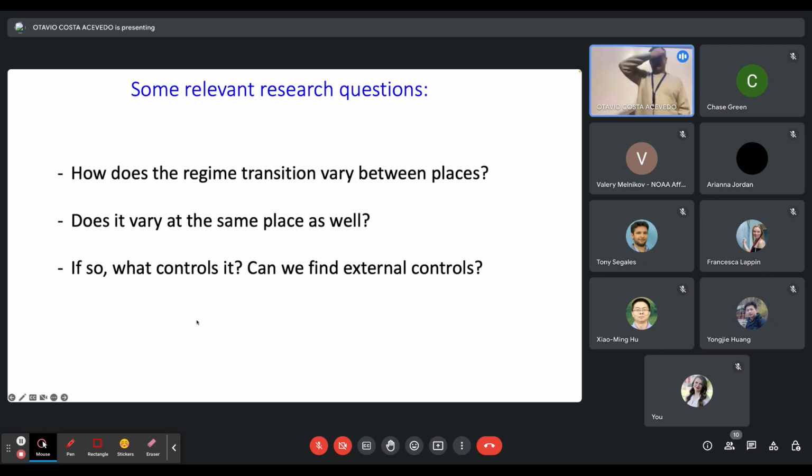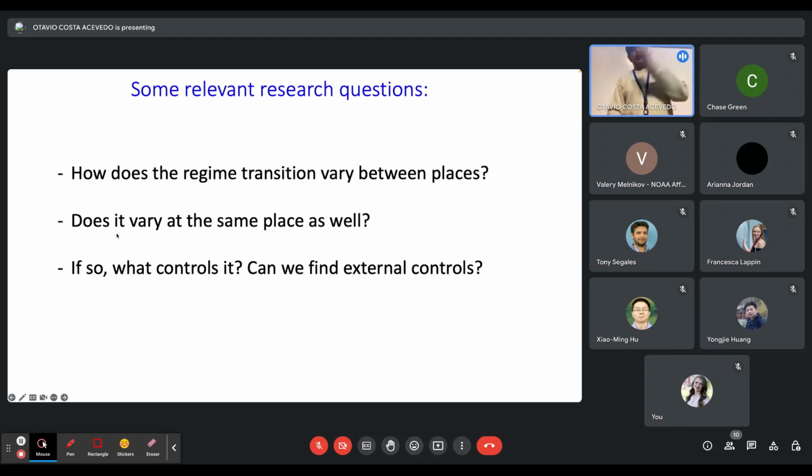So, some relevant research questions. How does regime transition vary between places? So think of Jay Lunsun's results. There is a very sharp regime transition. After that, there are tens of observations at 10 different places. All of them show the same result, but each of them shows the transition happening at a different threshold wind speed. So how do you know what's the threshold wind speed in each of them?